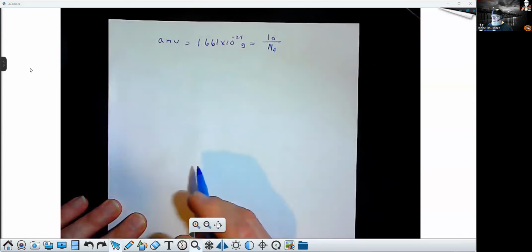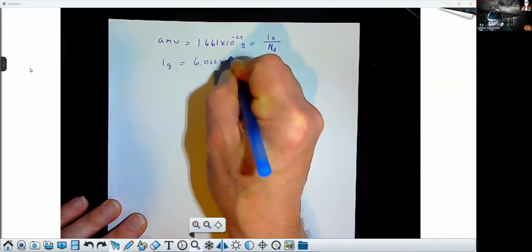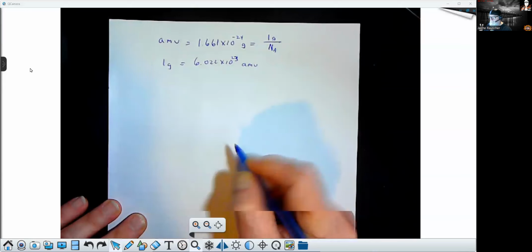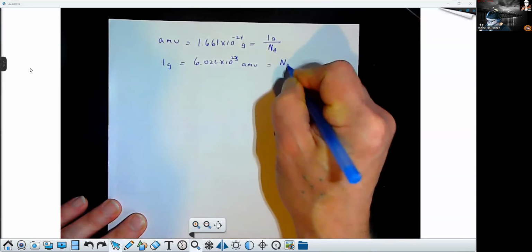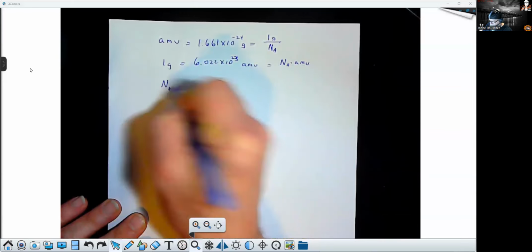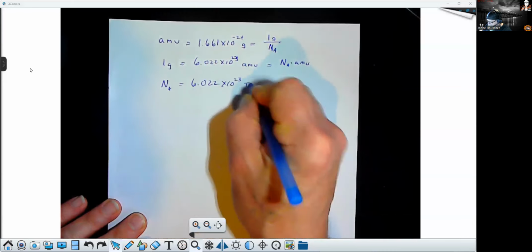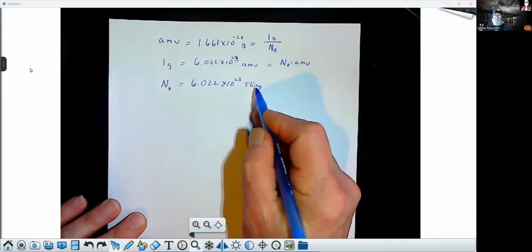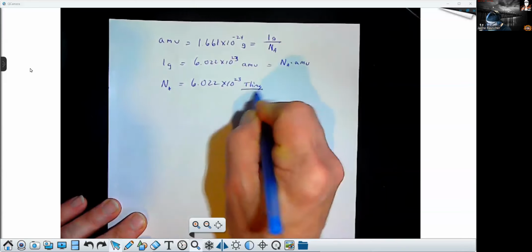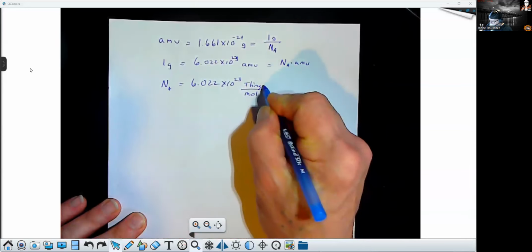We'll talk about Avogadro's number again in a little bit. So 1 gram then is equal to 6.022 times 10 to the 23rd AMU, right? So this is Avogadro's number times AMU, atomic mass units. This again is Avogadro's number, right? So N sub A is equal to 6.022 times 10 to the 23rd. And that's just basically things, so that could be atoms, molecules, formula units, dollars, divided by mole. Okay, it's per mole, right? Basically, Avogadro's number is things per mole.